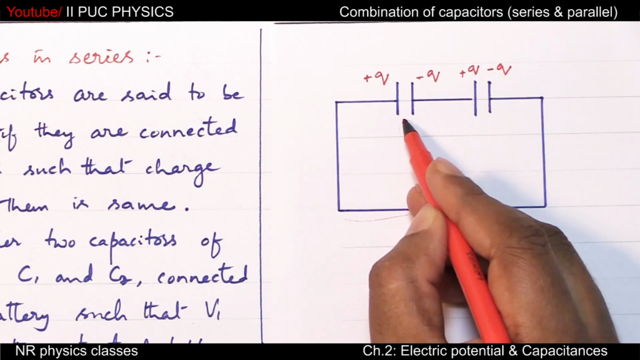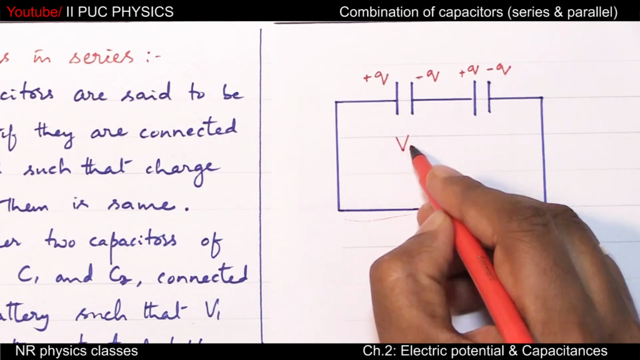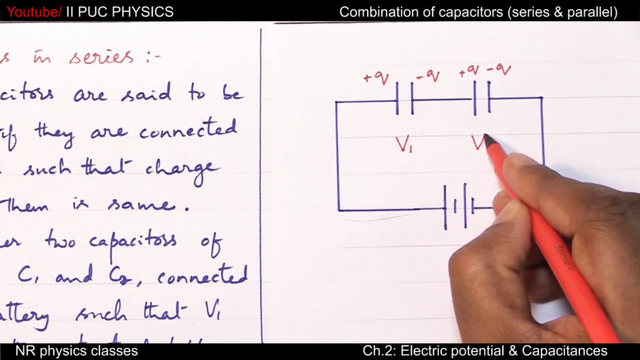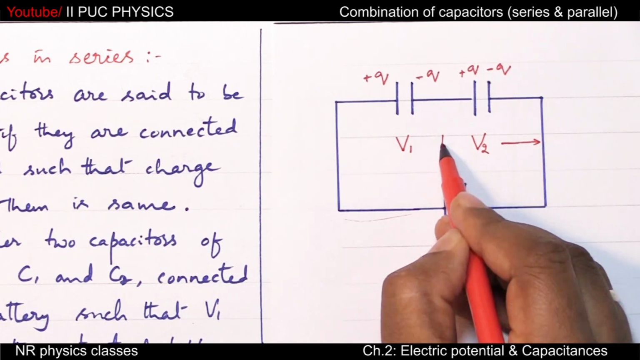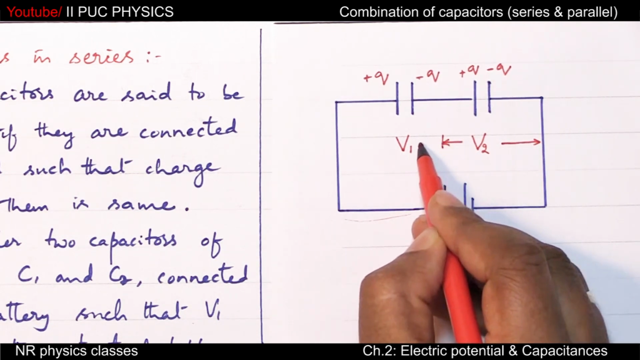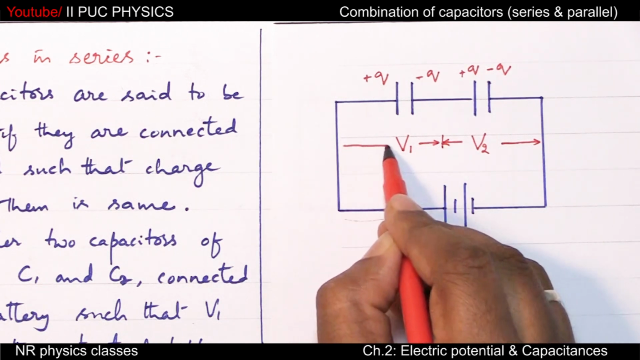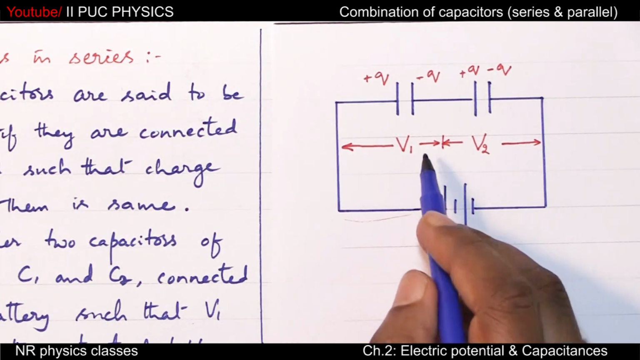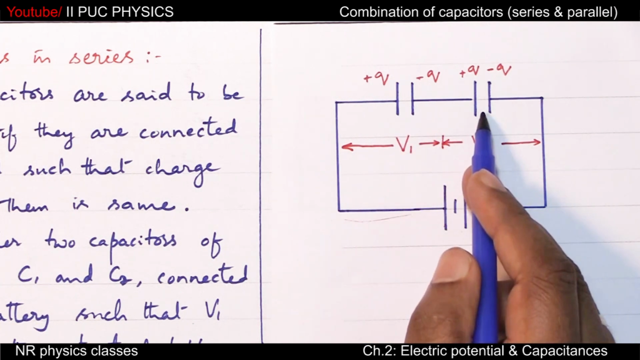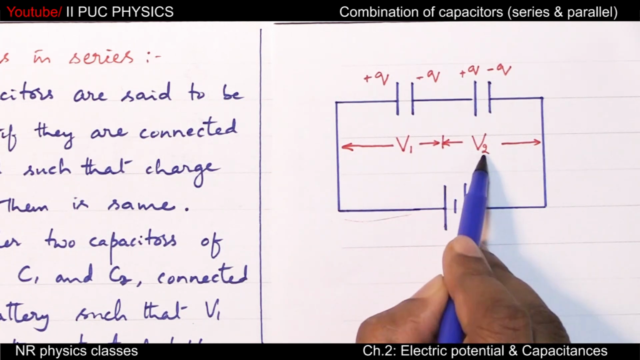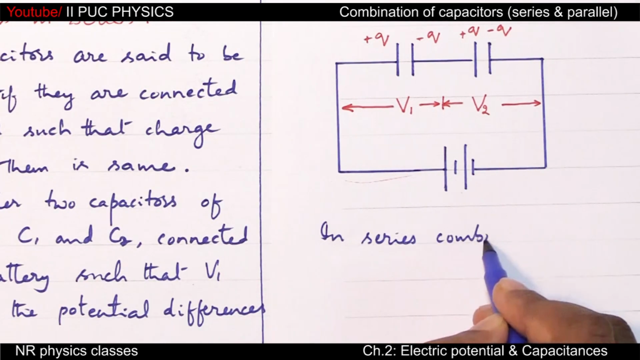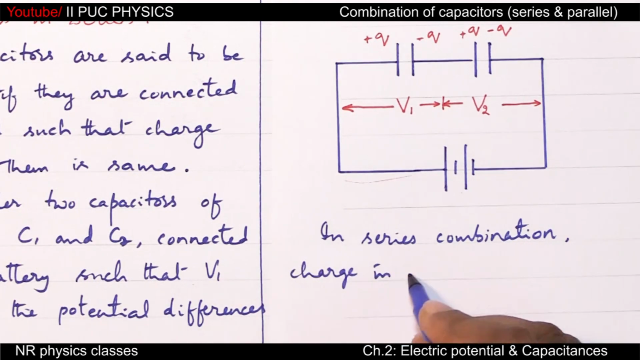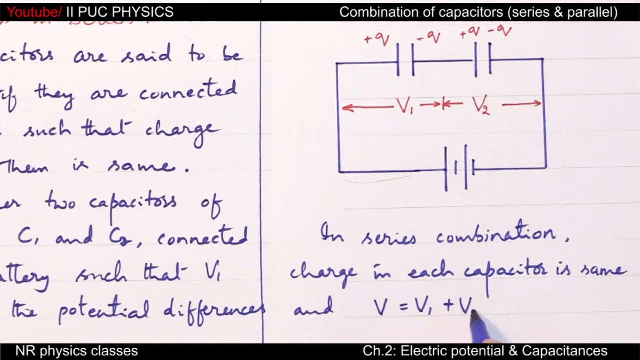Potential difference across the first capacitor is V1. Potential difference across the second capacitor is V2. Let us write like this. In series combination, charge in each capacitor is the same and V1 plus V2 equals V applied. So V equals V1 plus V2.